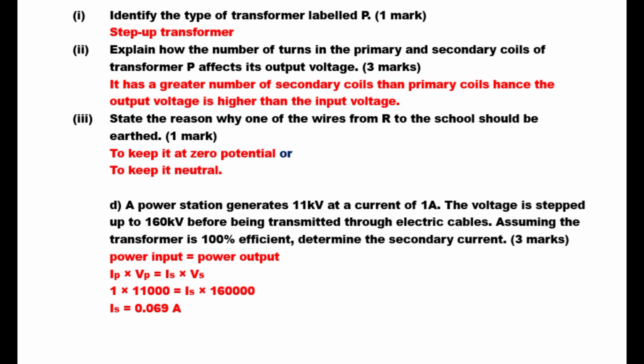The voltage is stepped up to 160 kilovolts before being transmitted through electric cables. Assuming the transformer is 100% efficient, determine the secondary current. 100% efficient means power input equals power output. In other words, current of primary times voltage of primary equals current of secondary times voltage of secondary, and that gives you current of secondary as 0.069 ampere. The key thing to note is that 11 kilovolts means 11,000 volts, because kilo means 1,000.